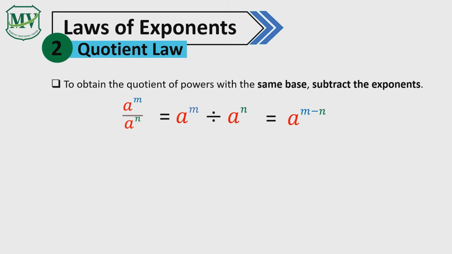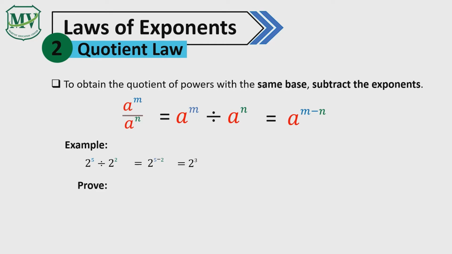Let's have an example. 2 raised to the power of 5 divided by 2 squared. By following the rules, we will have 2 raised to the power of 5 minus 2, equal to 2 cubed, or 2 raised to the power of 3.